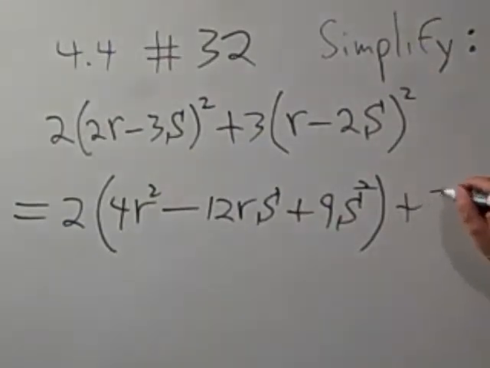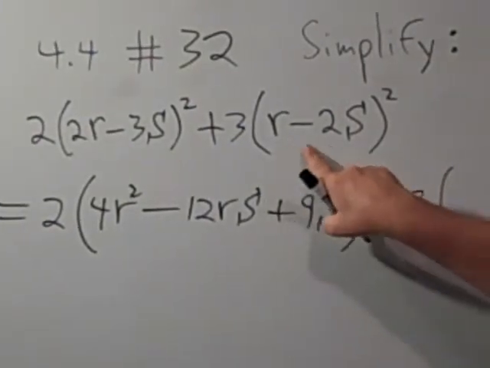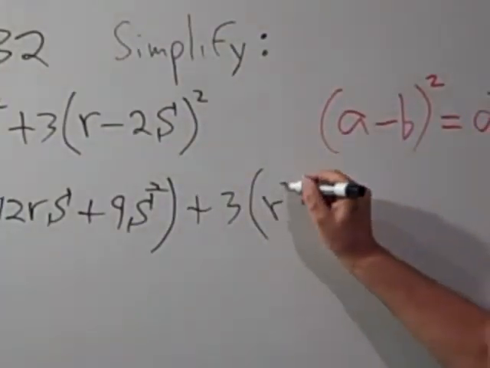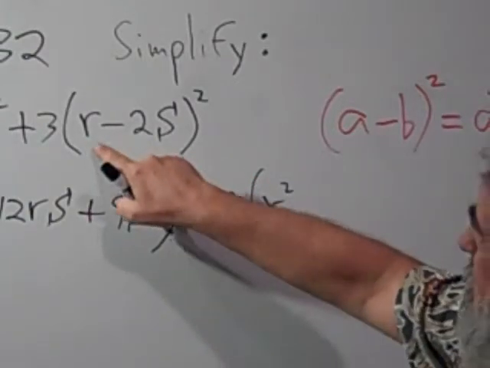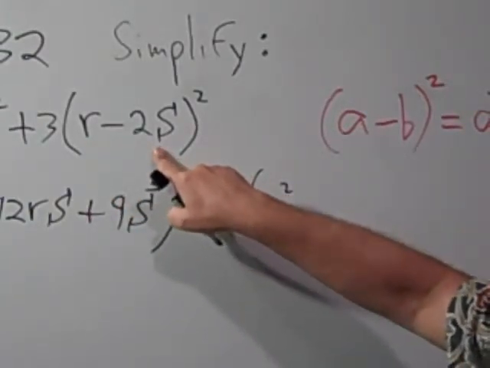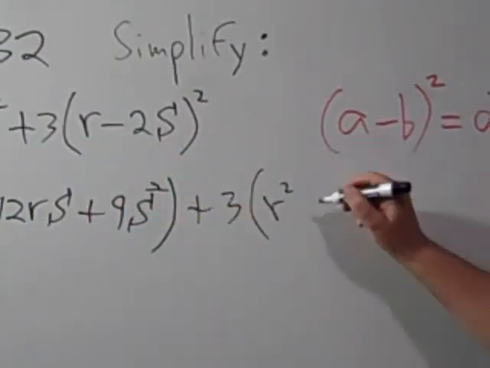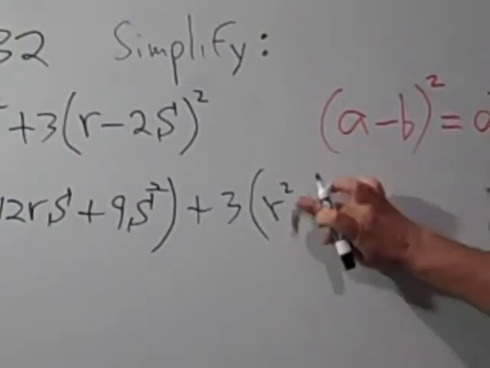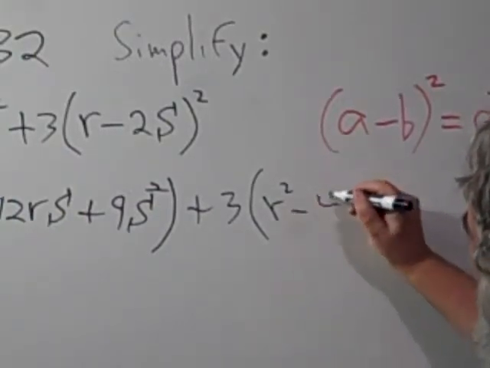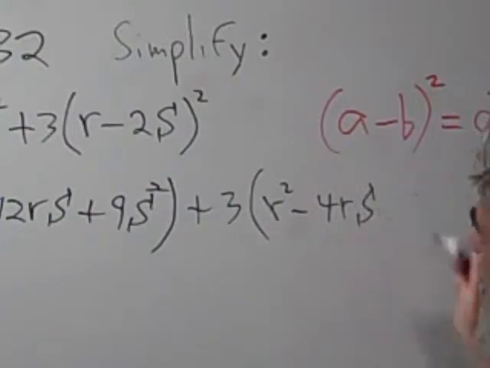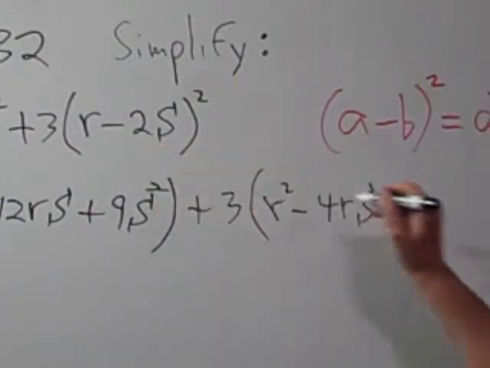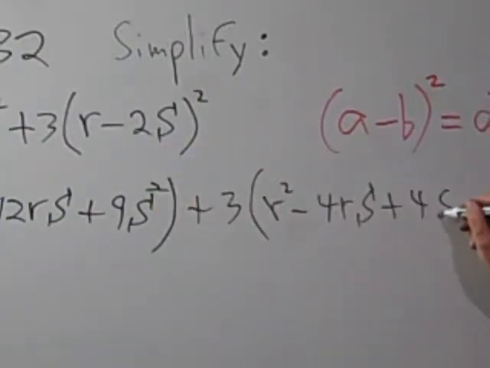And now we add 3 times squaring this binomial: r squared, the first term squared. If we multiply r times 2s, we have 2rs. And if we double 2rs, we have 4rs, and that's a negative in the middle. It's negative 4rs. Finally, 2s times 2s is 4s squared, so we add that on the end. Now we've squared both of those binomials.